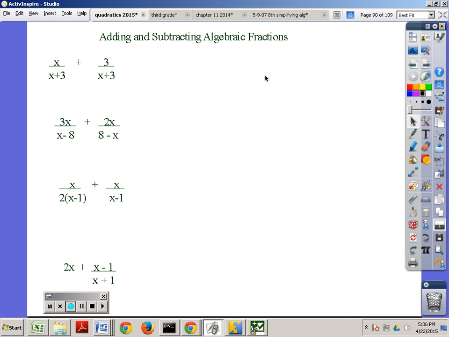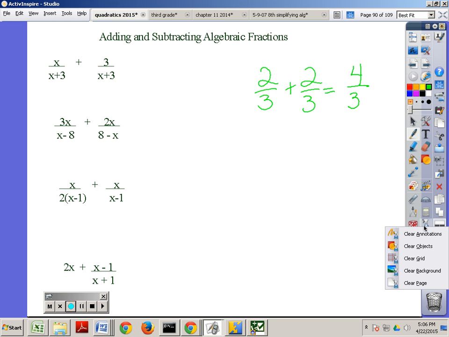So if I gave you 2/3 plus 2/3, you would know 2 plus 2 is 4, and when adding, the denominator stays the same. You have 4/3. So 2/3 plus 2/3 is just 4/3. So we're going to use that same principle with the algebraic fractions.